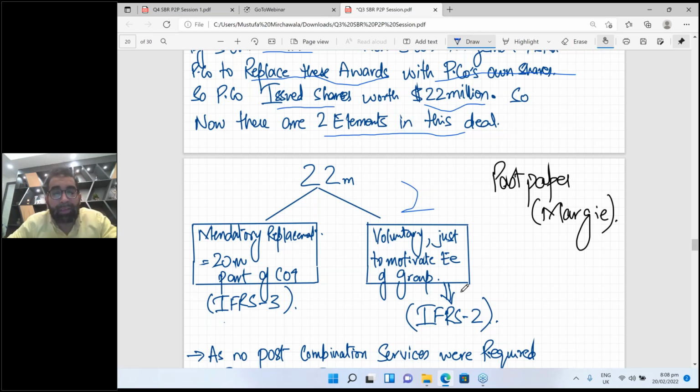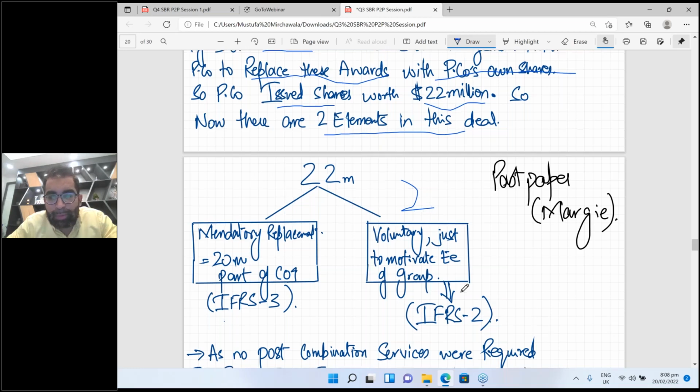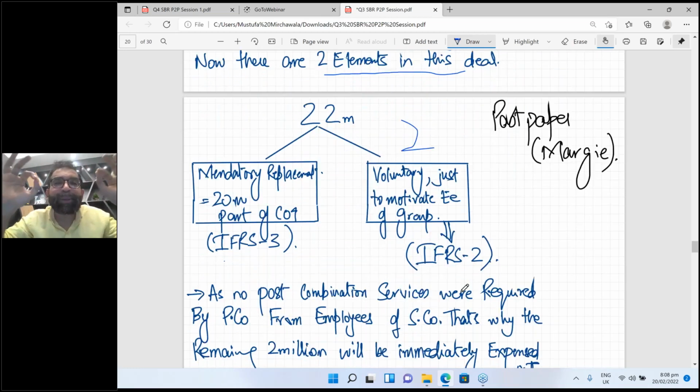Now, my dear students, in that question it was also written that the parent company does not want any post-combination services. The parent company said, okay, instead of 20 million we are giving you 22 million, and in return we don't want any extra services. If you remember yesterday's class or your own classes, it looks like an unconditional grant. So an unconditional grant goes in P&L immediately.